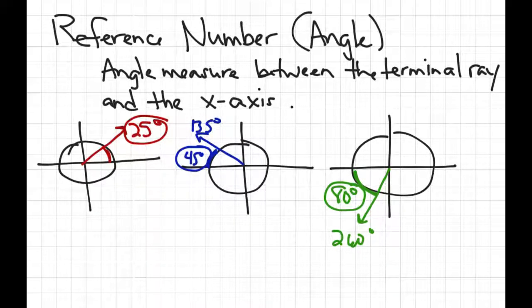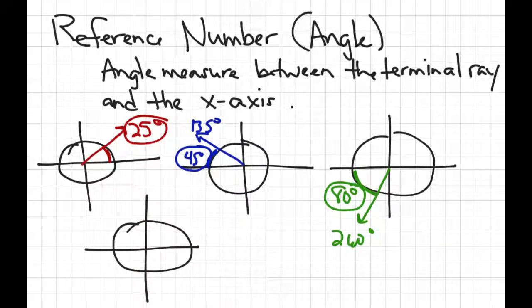All right, let's move this party to the fourth quadrant. Here's my unit circle. I'm going to change colors. How about I pick 300 degrees? The reference angle is going to be the number of degrees between the terminal ray and the x-axis. Well, this time the x-axis is going to be 360. The difference between 360 and 300 is 60 degrees, and that would be the reference angle.